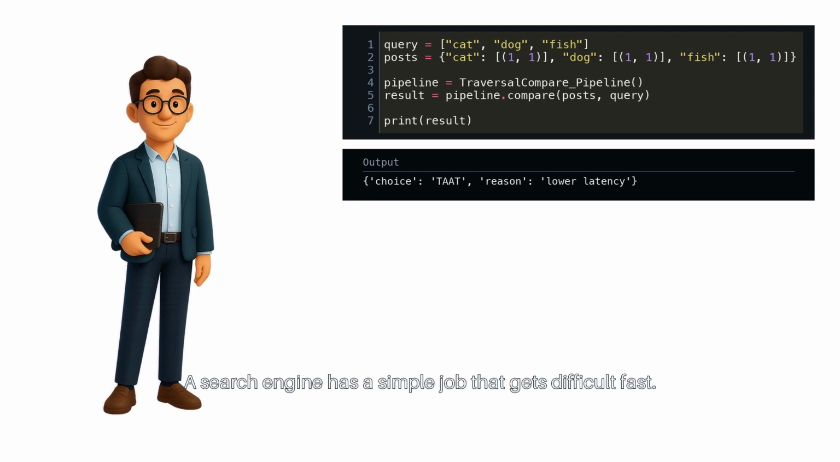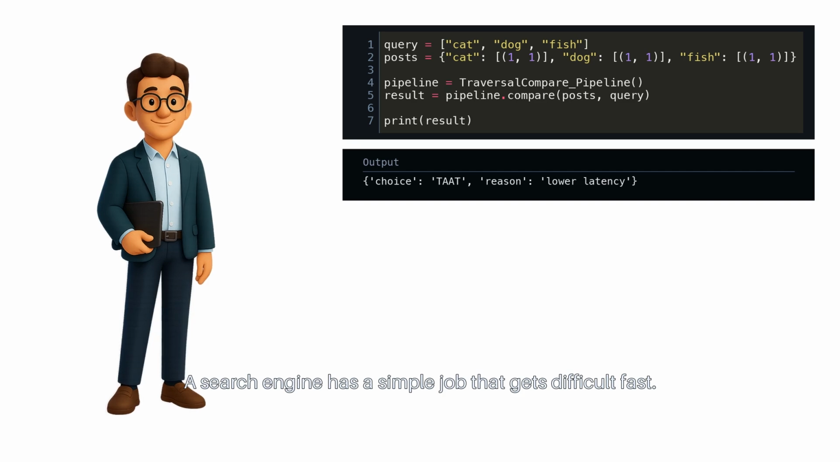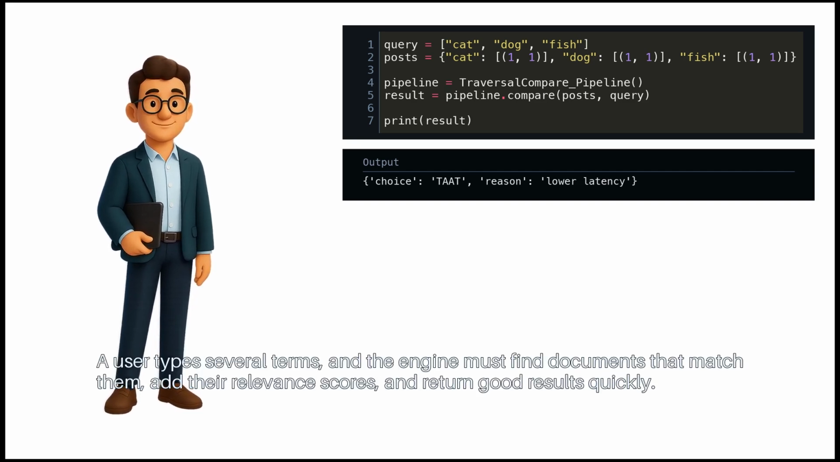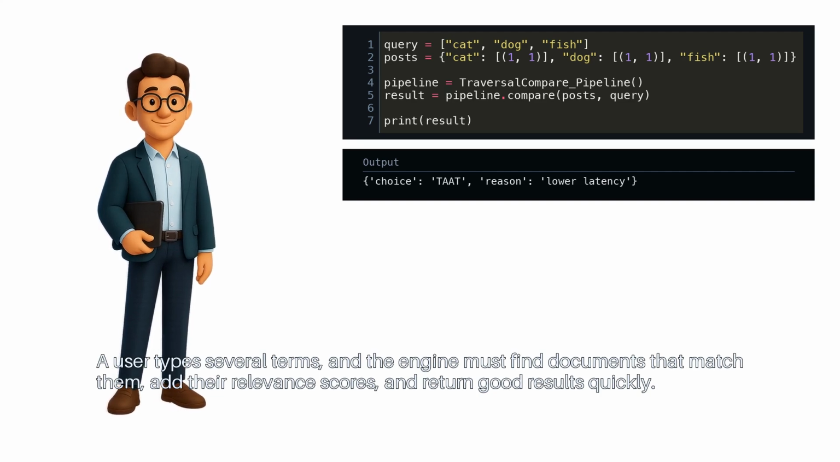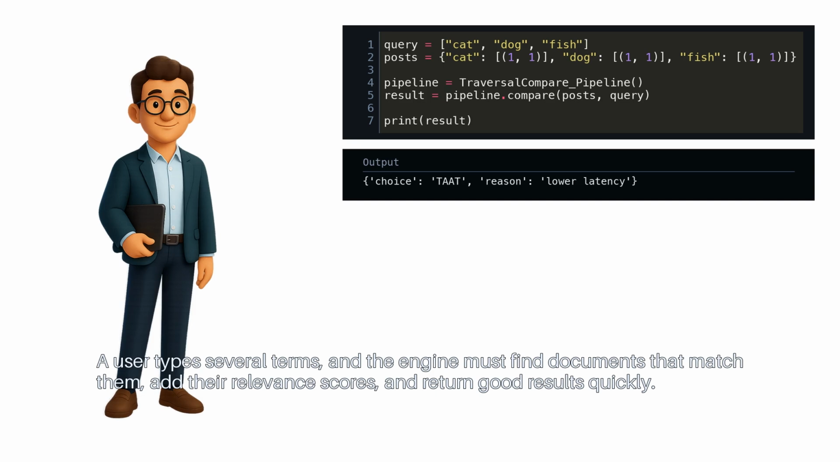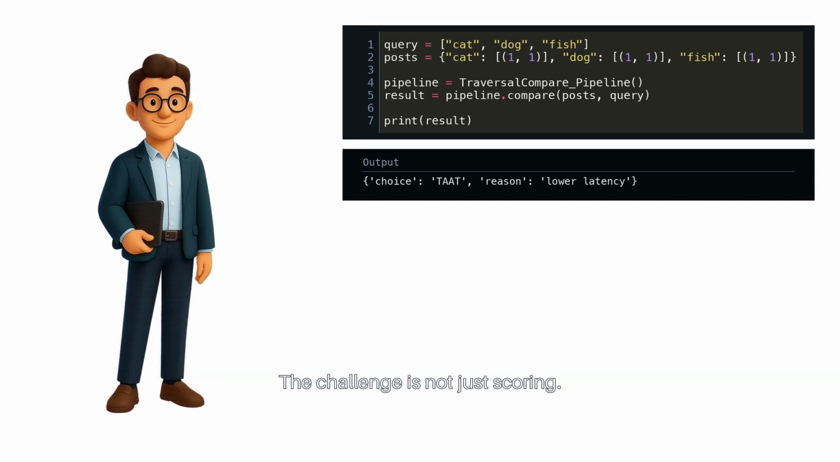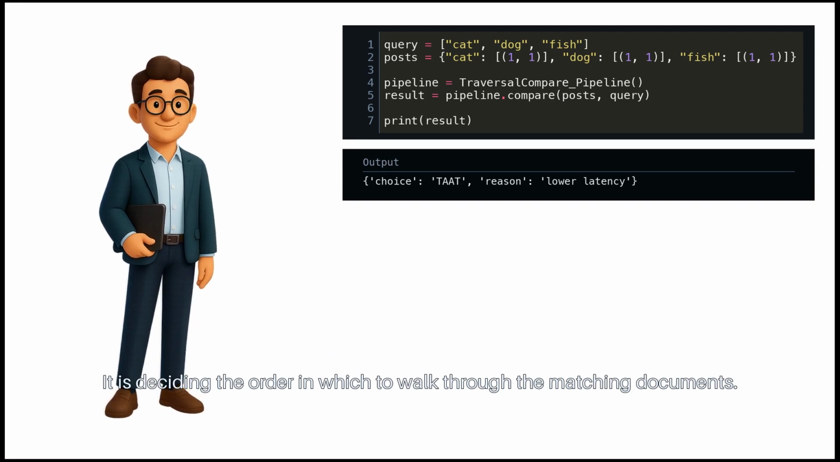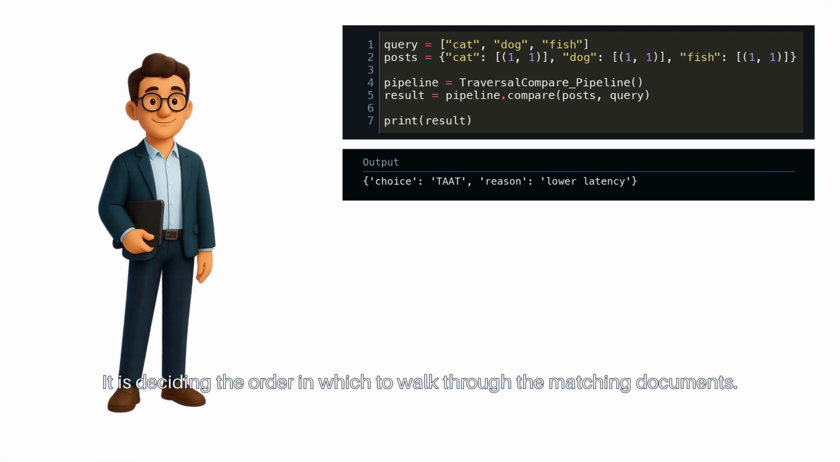A search engine has a simple job that gets difficult fast. A user types several terms, and the engine must find documents that match them, add their relevant scores, and return good results quickly. The challenge is not just scoring. It is deciding the order in which to walk through the matching documents.